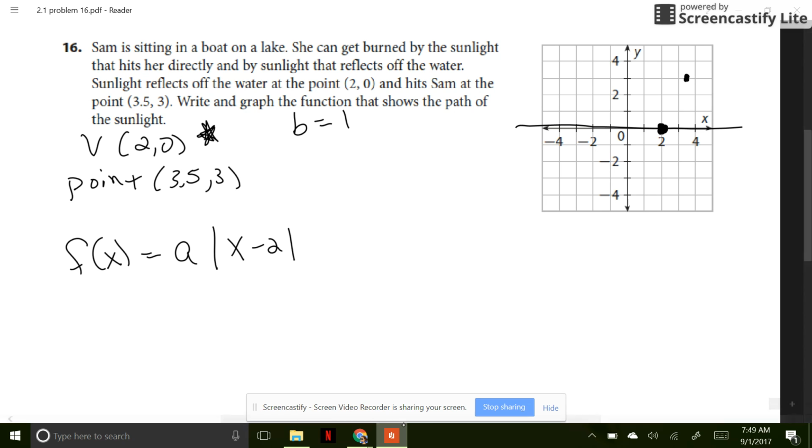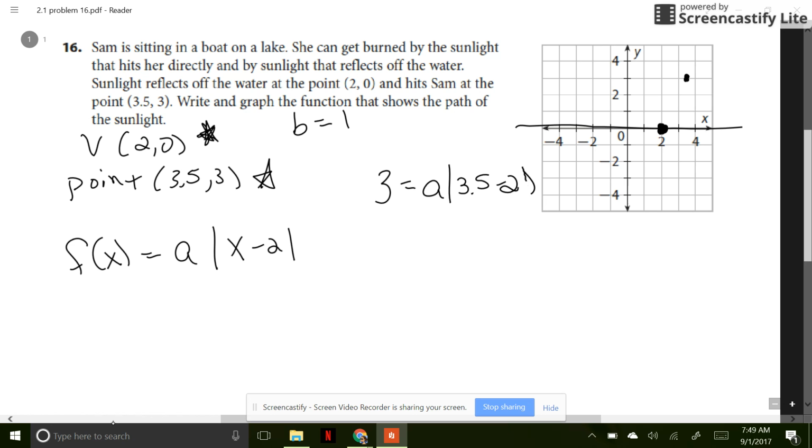Now I can use this other point to solve for that a value. So this is my function. So when my x is 3.5, again, I'm using this point here now. When my input is 3.5, my output is 3. So f of x, that's the output, that's the y value, will be 3. You have your a, your input is 3.5. Oops, sorry, that should be absolute value. And now we can solve, okay?